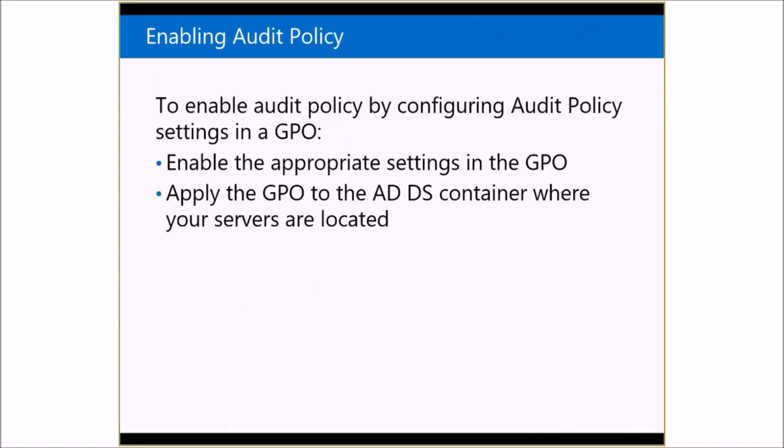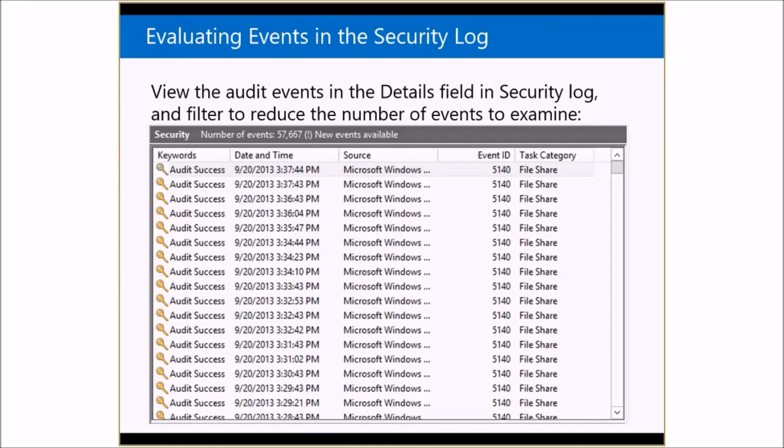We enable the audit policy by configuring the audit policy settings in group policy objects. Enable the appropriate settings in the GPO. Apply the GPO to the Active Directory Domain Services container where your servers are located.